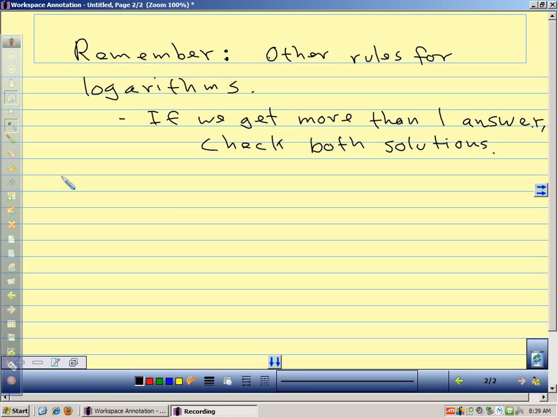So all I'm going to do for the rest of this is a few examples showing how we solve some of these. Pretty short today. All right.